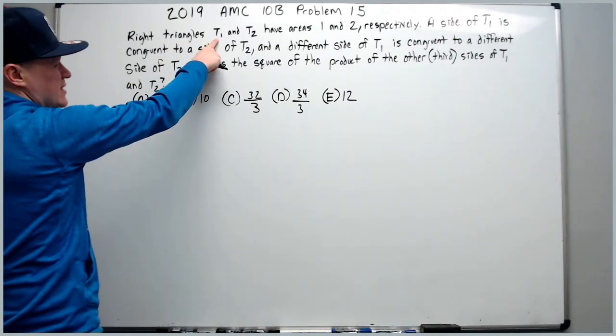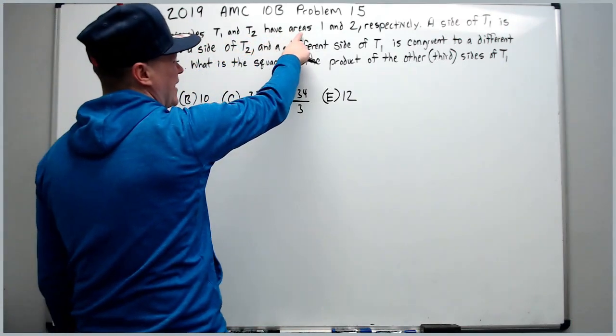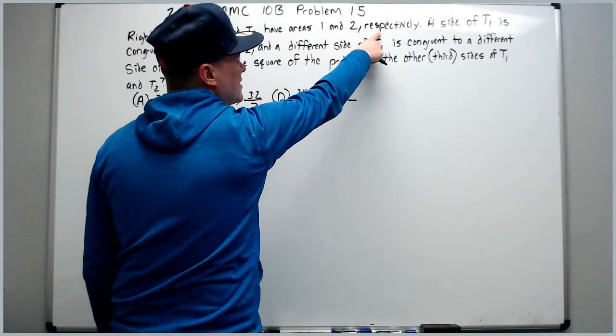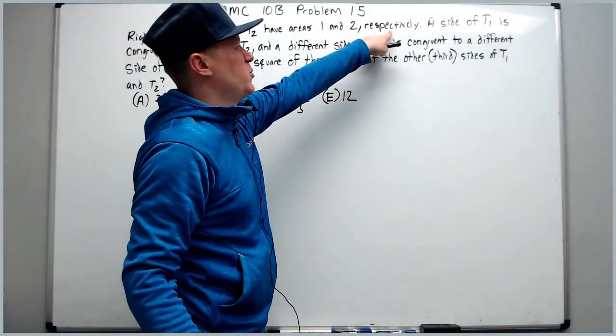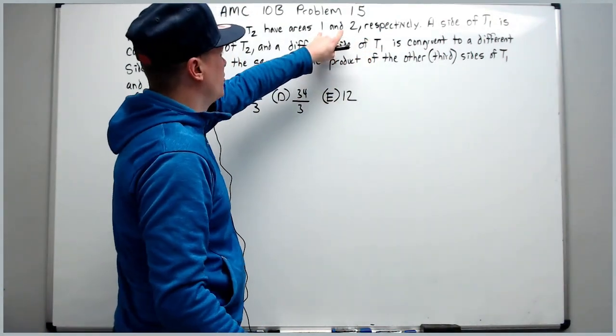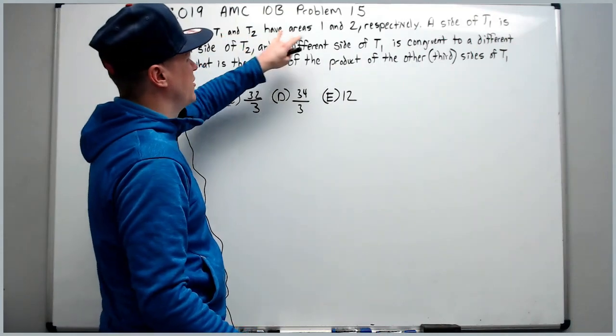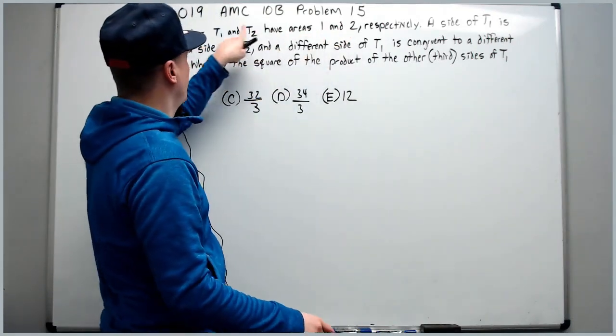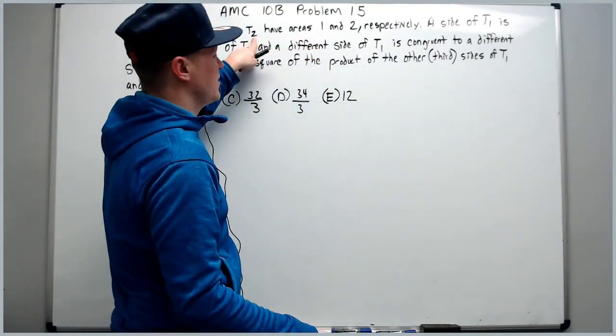All right, continuing on, the last problem of the set, 2019 AMC 10B problem number 15. Right triangles T1 and T2 have areas 1 and 2 respectively. If you get hung up on this word, it just means that in the same order that T1 and T2 appeared, 1 and 2 match. So 1 goes with T1 and 2 with T2.